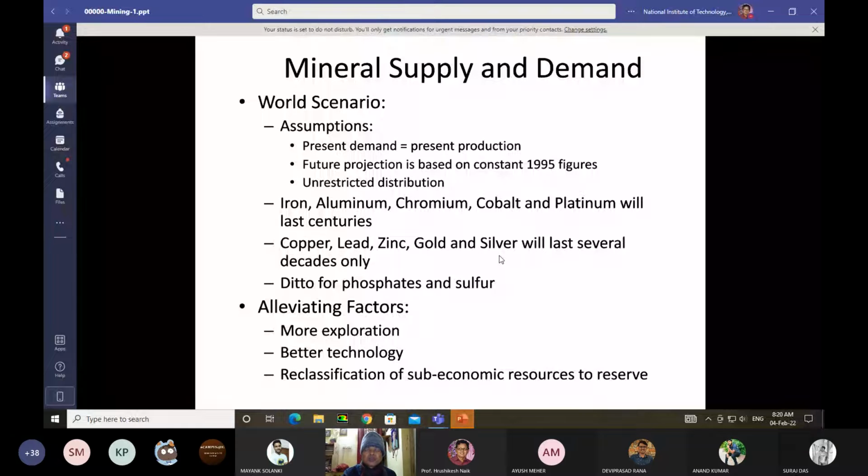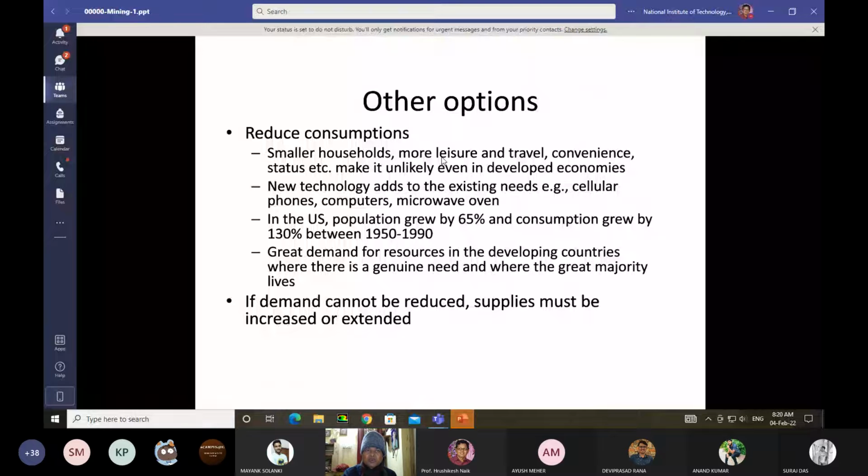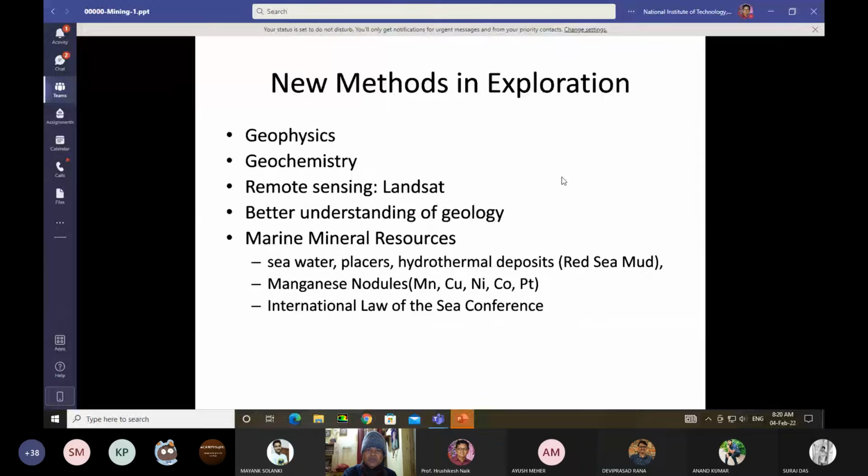New methods of exploration of minerals are needed, as you have to explore the minerals to go for mining. New methods of exploration are geophysics, geochemistry, remote sensing using Landsat data, and better understanding of the geology. Marine mineral resources are also there in the seawater, in placer deposits, and hydrothermal deposits. Manganese nodules are there in the sea deposits. The International Law of the Sea Conference is there to demarcate the mineral resources in the sea floor.